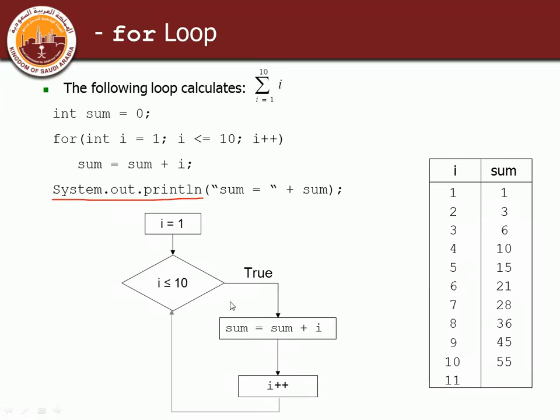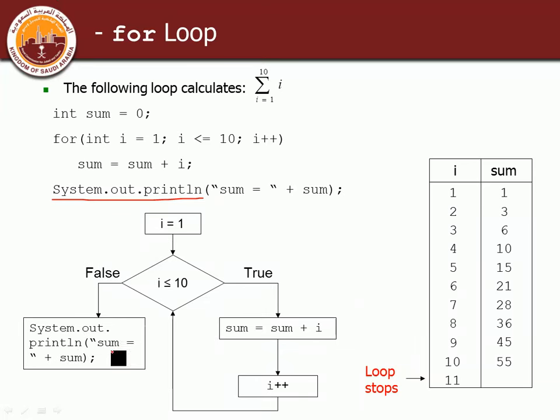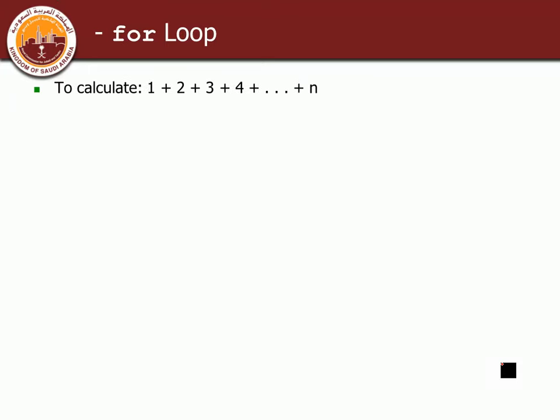Because now 11, when I ask the question, is it less than 10? No. So when I ask that, I'm going to get false. So when I get this false, I get out. And when I get out, I need to display sum equal 55. So this is what I should see. Sum equal 55. This is what I should see on the screen. Okay? So that's how it works. If you just remember that, everything is easy.